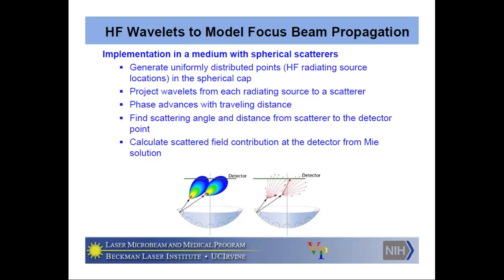This is the way we do it in a medium with spherical scatterers. Same as the previous case, we uniformly sample this spherical cap and then project wavelets toward the spherical scatterer, and during that time we advance our phase. When it reaches, we'll have a different electric field and phase at this location. Then we find the angle to our detector and the distance to our detector, and then use the Mie solution to calculate the scattered field, and then we store that data at the detector. That's how we do it for a scattering medium with spherical scatterers.